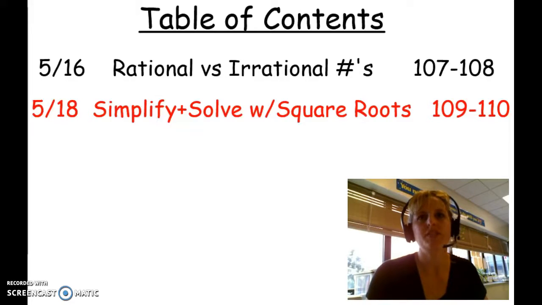Okay, what we have today for our lesson is working on learning how to simplify and solve when you have square roots in a problem.